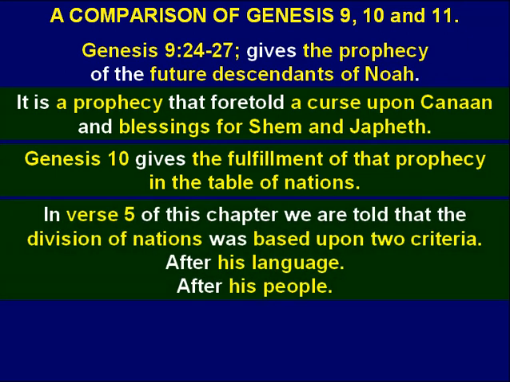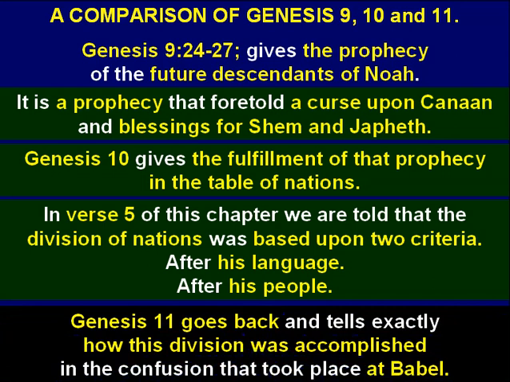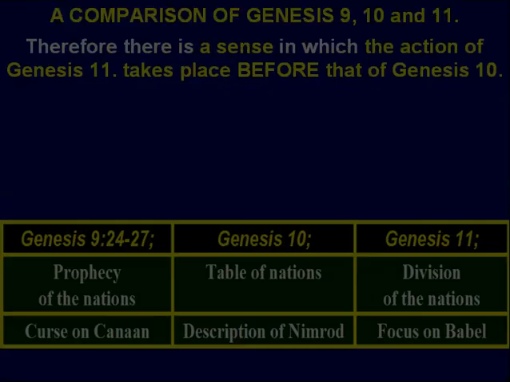In verse 5 of this chapter we are told that the division of the nations was based upon 2 criteria: after his language, after his people. Genesis 11 goes back and tells exactly how this division was accomplished in the confusion that took place at Babel.